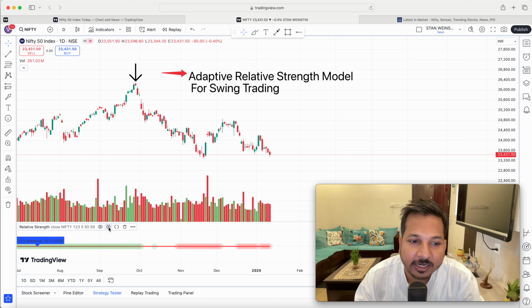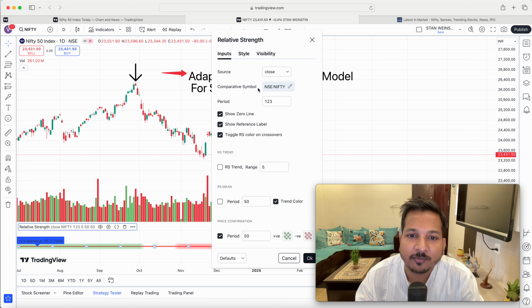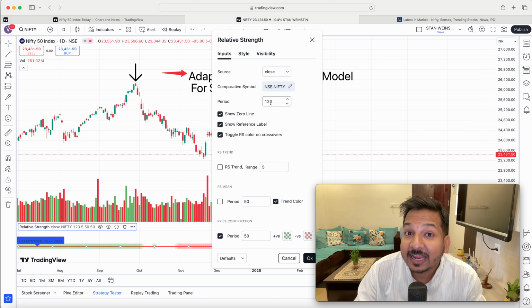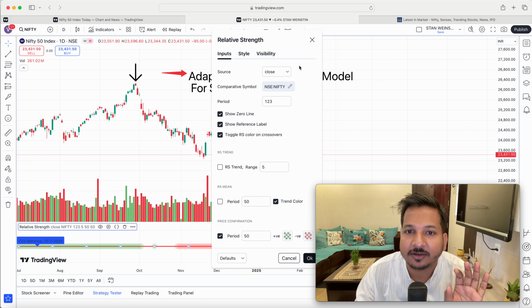In the Bharat Trader indicator settings, if you go to input, 123 is there. This number is the standard number for static RS. This is called static relative strength. If someone doesn't know from where to calculate, he has to take 123 or 55. But now we know from where we have to calculate relative strength. We are comparing relative to Nifty. That is called relative strength.